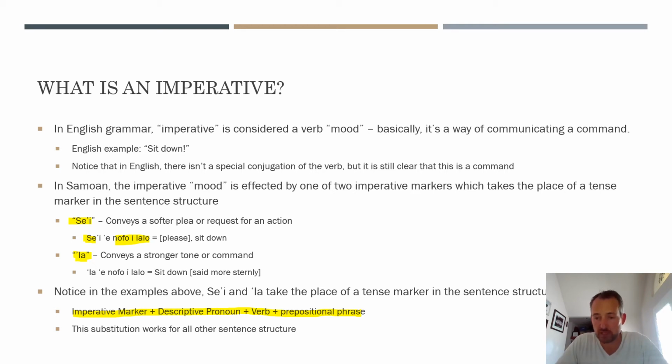So for the most part, you really are going to be in the descriptive pronoun space. And for the most part, that descriptive pronoun is either going to be you dual, or you plural. It could be us as well. But it's not going to be I, and it's not going to be them, and it's not going to be he, she, or it. So it's going to be like se'i e nofo i lalo, se'i lua nofo i lalo, or se'i tou nofo i lalo. So that's you in singular, dual, and plural. Anyway, again, if that was really complicated, I would say go back to those other videos, and you can refresh yourself on those pronouns and that sentence structure.